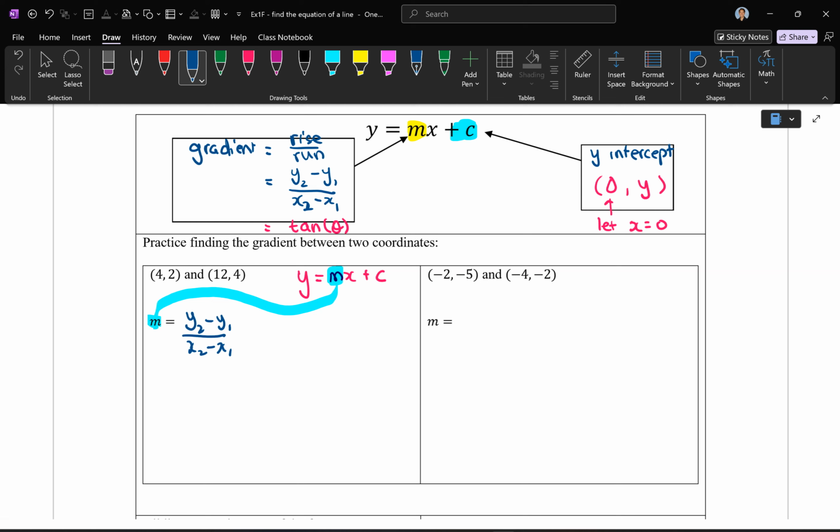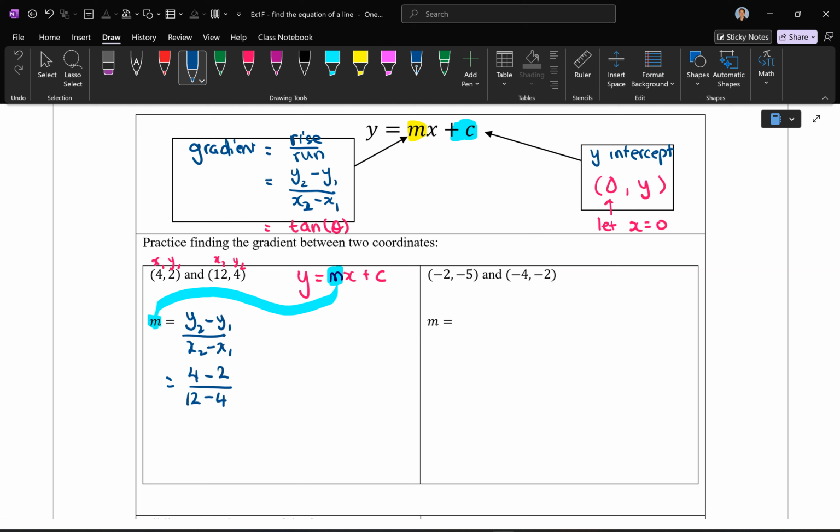I just go from left to right, so let's call it x1. I'll call this the first point, so x1, y1, and this one can be x2, y2. Now if I followed that, then y2 would be 4, take away y1, which is 2, divided by x2, which is 12, take away x1, which is 4. So I'll repeat what I'm doing. I took y2 take away y1, so that's 4 take away 2 on the numerator. x2 minus x1, so it's 12 take away 4.